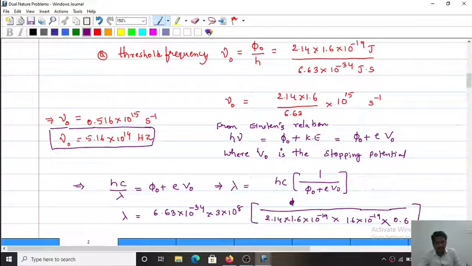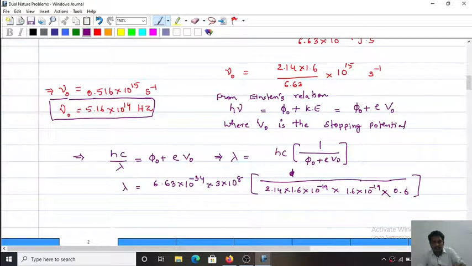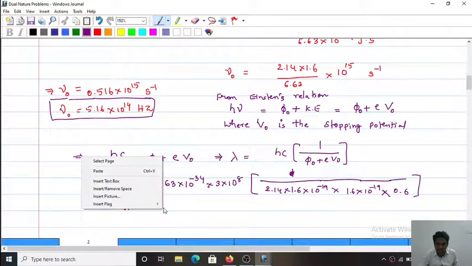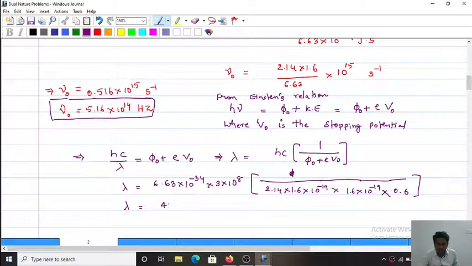Okay, so after simplification of this value, we will get lambda approximately, I am not calculating here, I am leaving it to you. So we will get it as 454 into 10 power of minus 9 meters, or 454 nanometers. Okay.